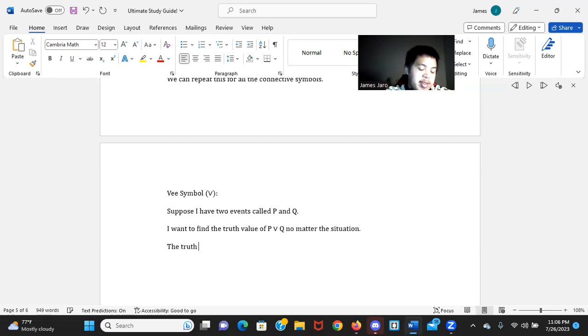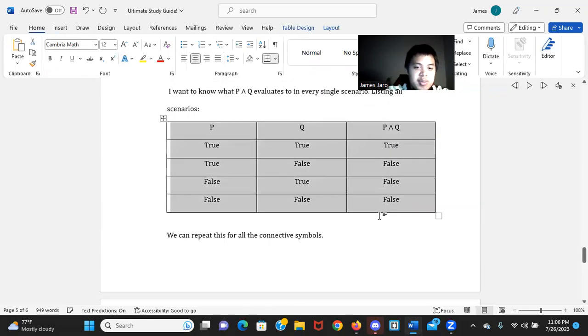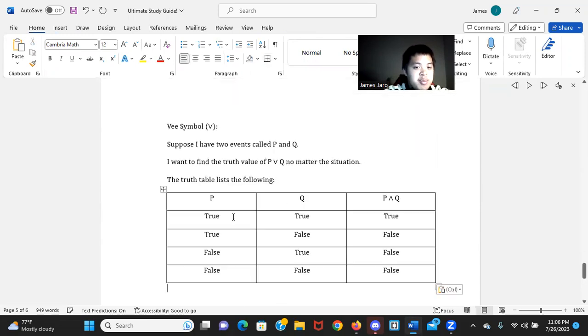So the truth table below lists the following. Again, we're going to take this essentially because it'll follow a similar pattern. P and Q could both be true, P happens and Q does not happen, P does not happen and Q happens, and then when P and Q both don't happen. The only thing I'm going to change is the final column.